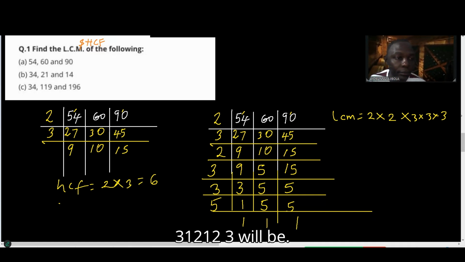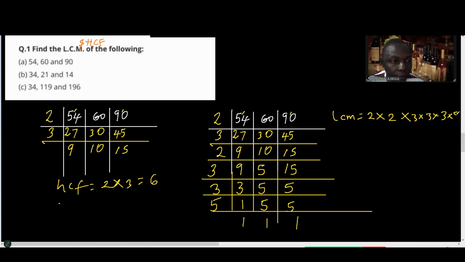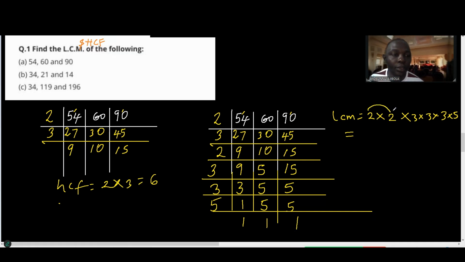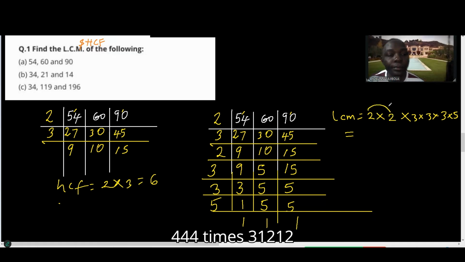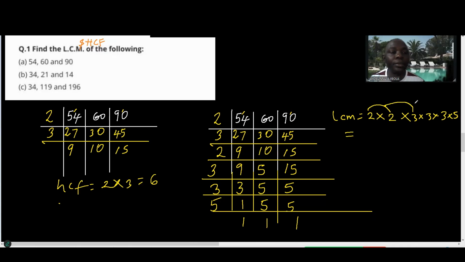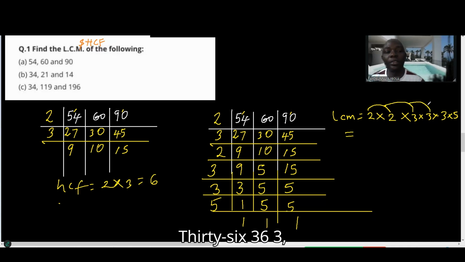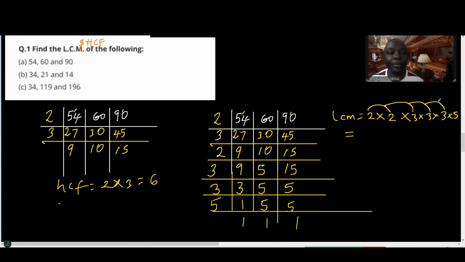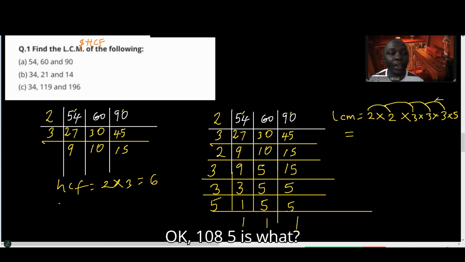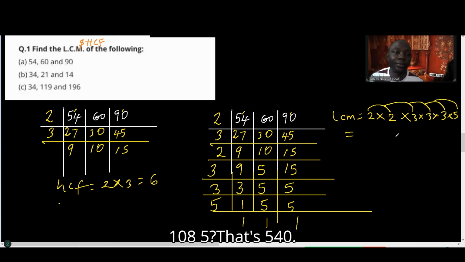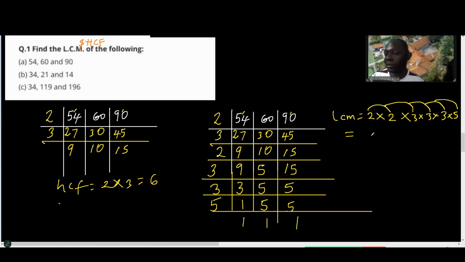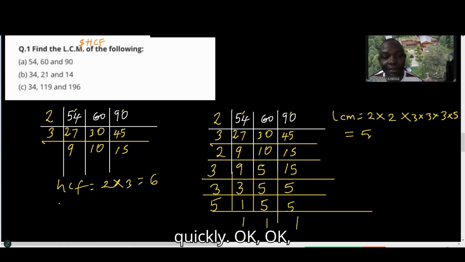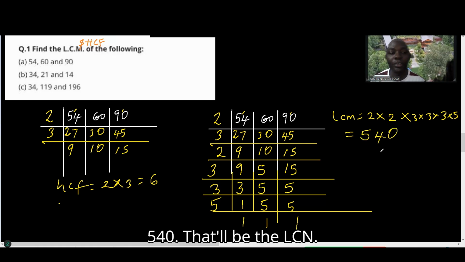12 times 3 will be 36. 36 times 3? 108. Okay. 108 times 5 is what? 540. You should learn to multiply quickly, okay? 540. That'll be the LCM.